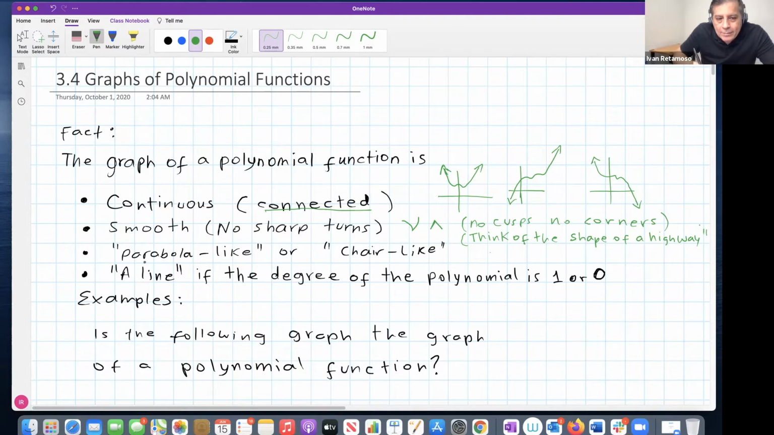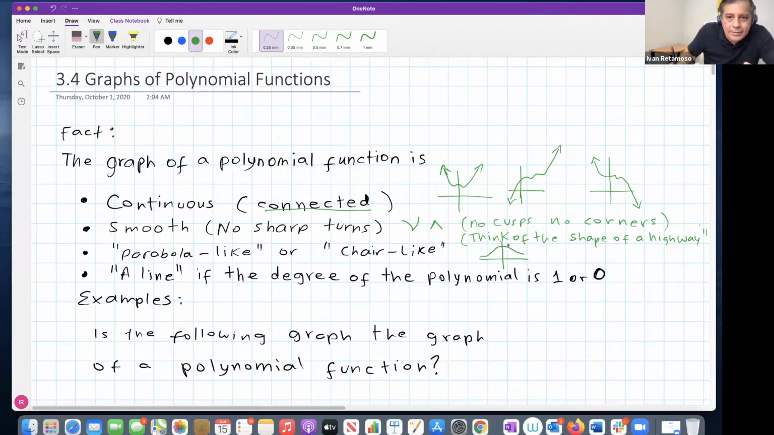Third property, either parabola-like or chair-like, just those two shapes. Either it will look like this, maybe opening downward, or maybe like this, or maybe like this, but that's it. No other shape. You may say, Professor, but what could be another shape? Well, for example, what if they give you the shape of a bell like this? Bell shape.